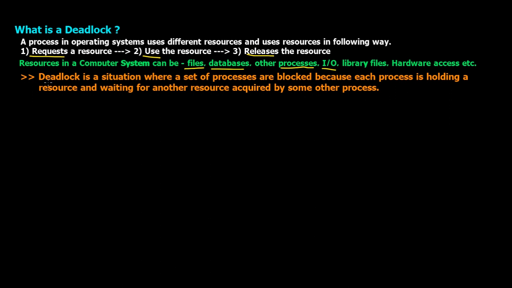Now deadlock is a situation where a set of processes are blocked because each process is holding a resource and waiting for another resource acquired by some other process. If you read it for the first time, it might not be that clear. So let's see a real world scenario of a deadlock which happens in our day-to-day lives.